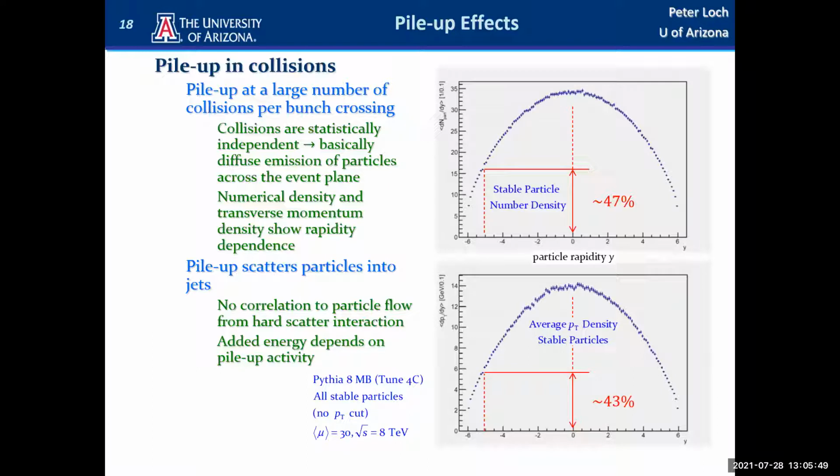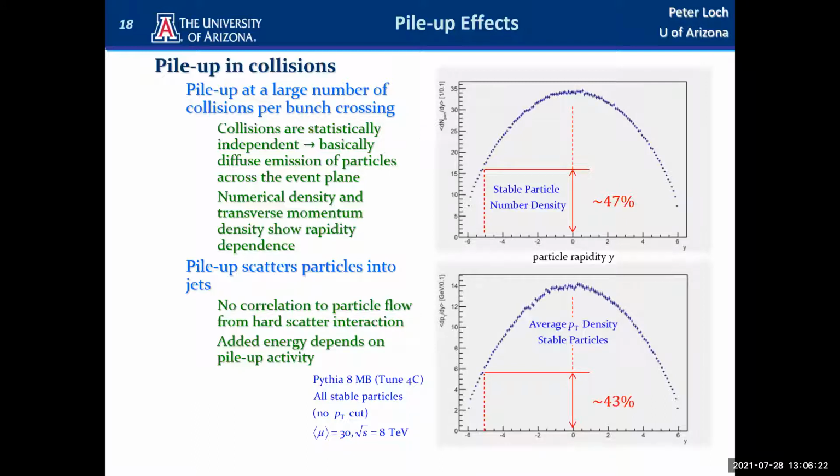Also, what it means is if you have a diffuse emission of particles all across the event plane, those are scattered into your jets. There are unavoidable contributions. The particle flow from pileup has nothing to do with the hard scatter interaction. There's no connection imaginable. The actual amount of energy that is added into the jet depends on the activity of the pileup in the event you have read out.